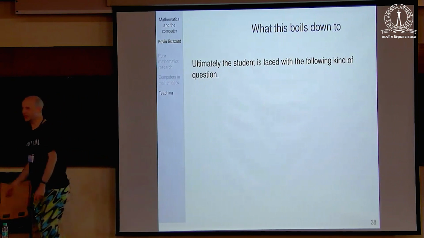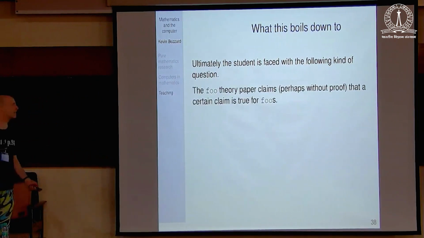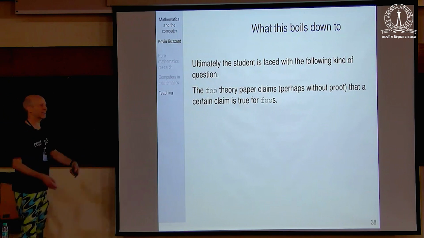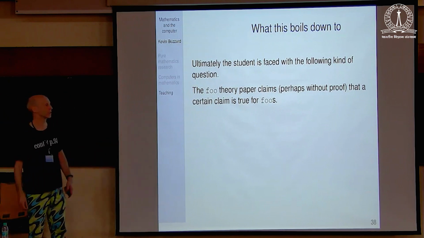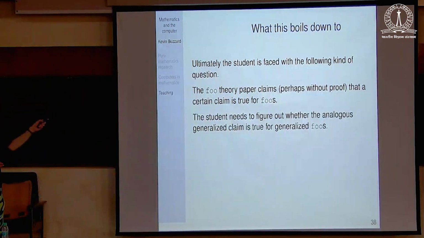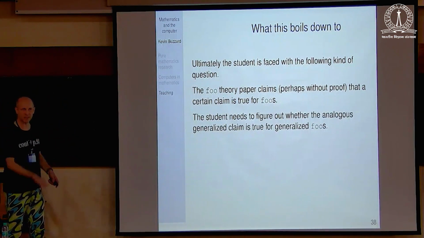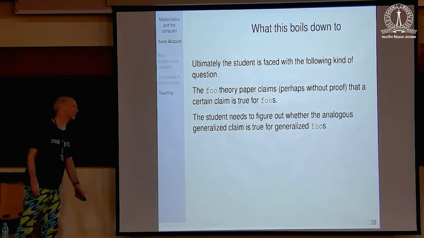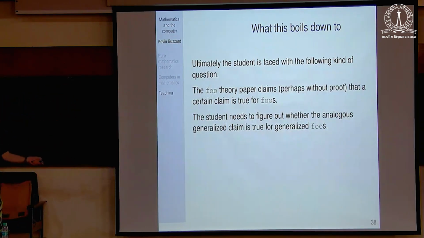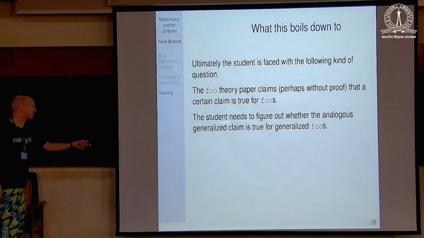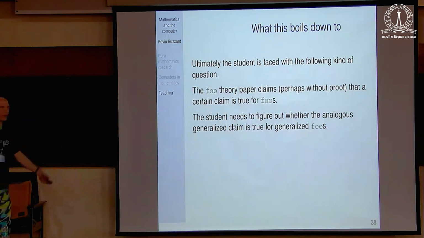So when the student is faced with this, this is the kind of question they have. The foo theory paper just goes on and on. The argument is quite long. And at some points it says, well, obviously this fact is well known to be true for foos. And now the student is trying to cross out the word foo everywhere in the paper and replace it with generalized foo. That's what the student needs to do. The student is being forced to read the paper. This is why this is a good project for a beginning PhD student. They're learning the area. The student needs to figure out whether this analogous claim is also true for generalized foos.